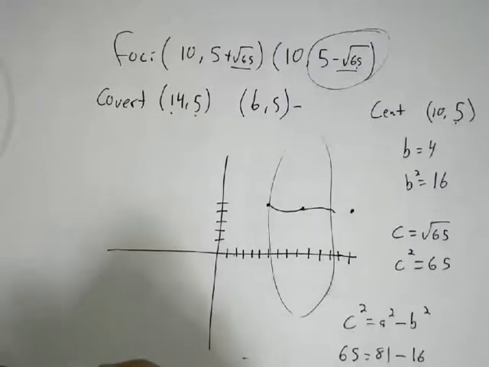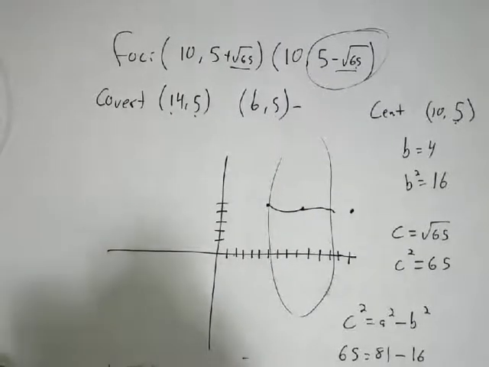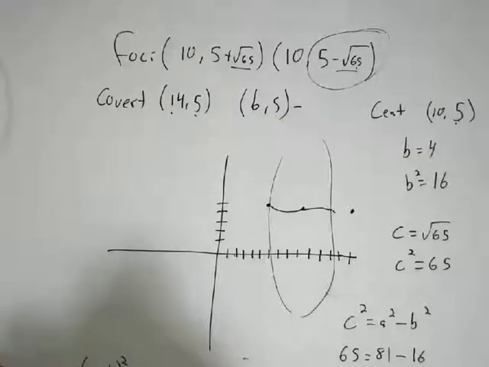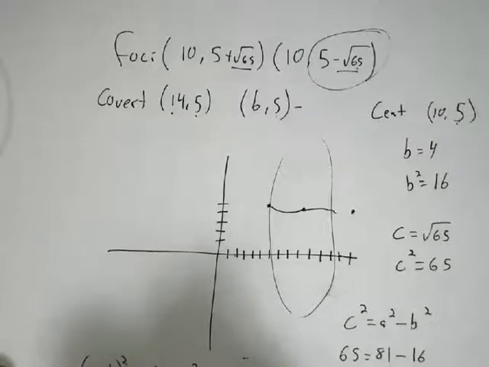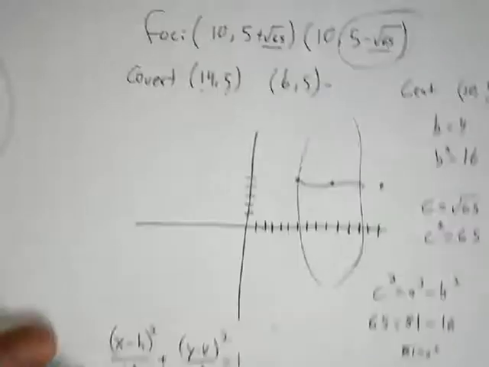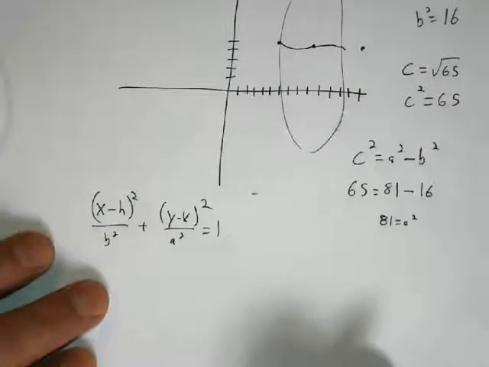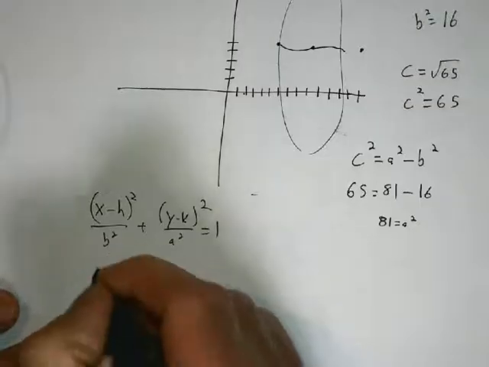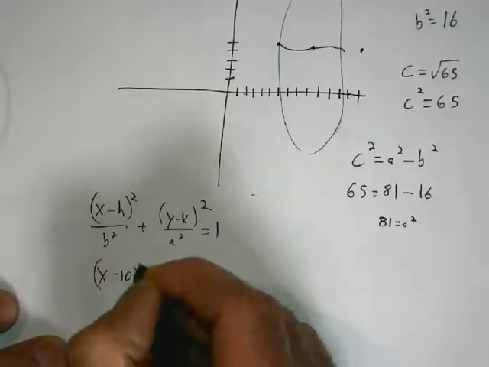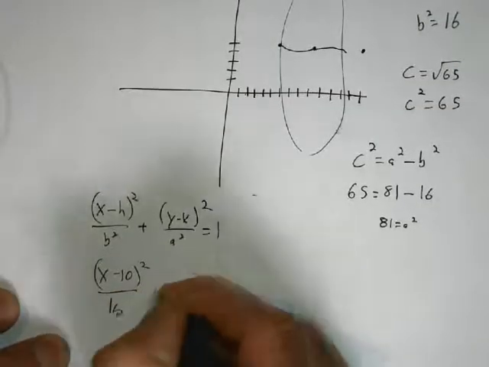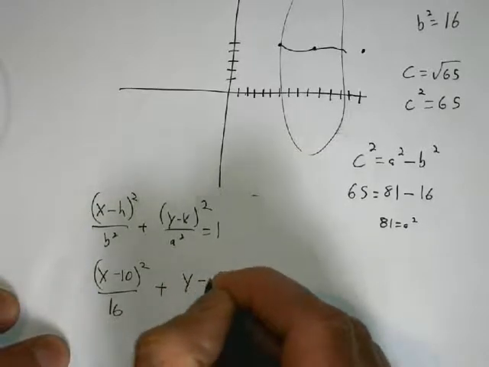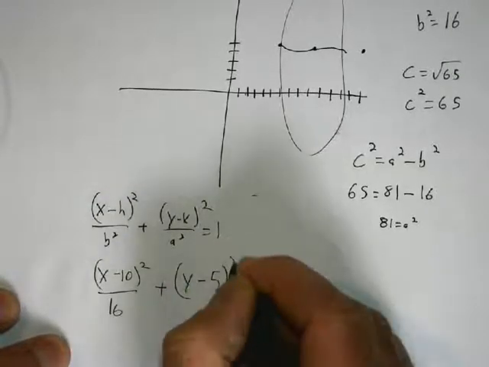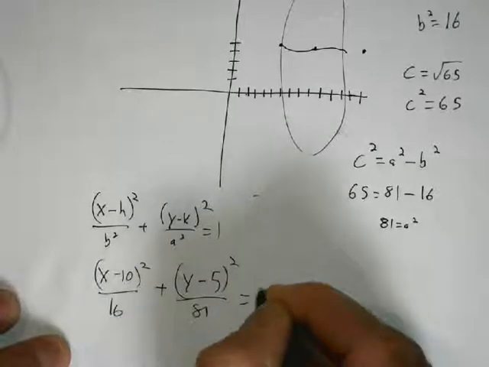So we start out again: x minus h, quantity squared, over b squared, plus y minus k, quantity squared, over a squared, is 1. And we have all of our parts. x minus 10, quantity squared, over 16, plus y minus 5, quantity squared, over 81, is 1.